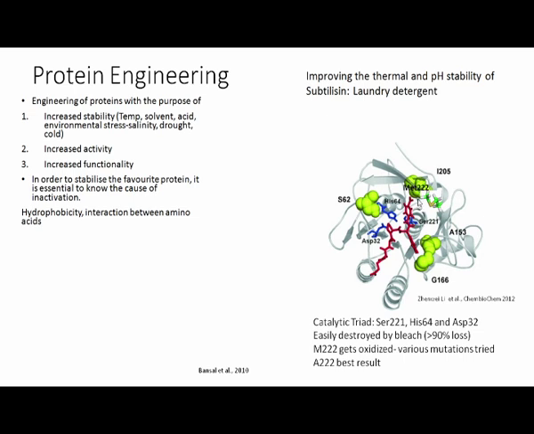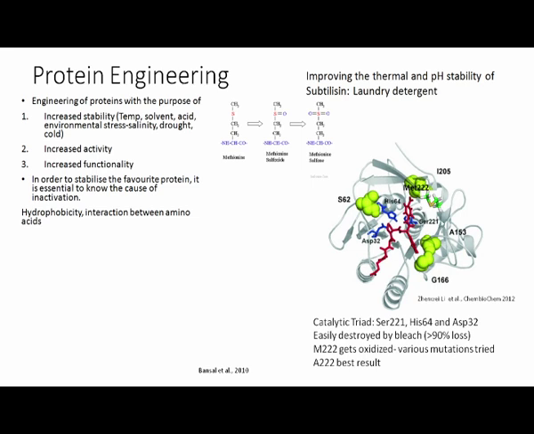Now, why does this activity go down? People have found that this methionine undergoes oxidation, singly or doubly. It can form methionine sulfoxide, or it can get doubly oxidized to methionine sulfone, and if this happens, then this area lacks the capability to hold on to the substrate, and therefore this protein becomes inactive.